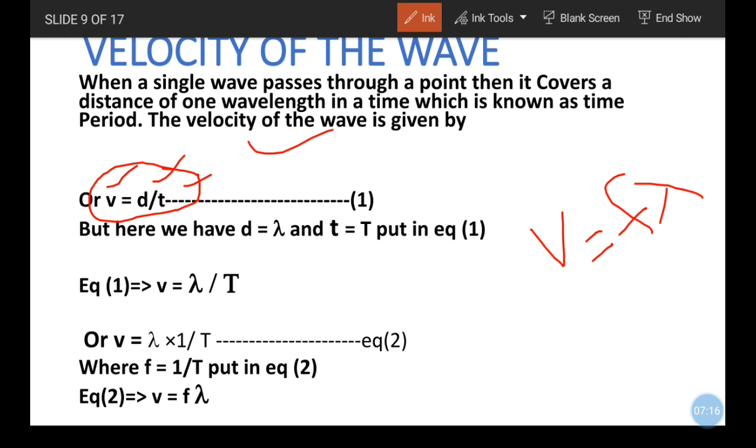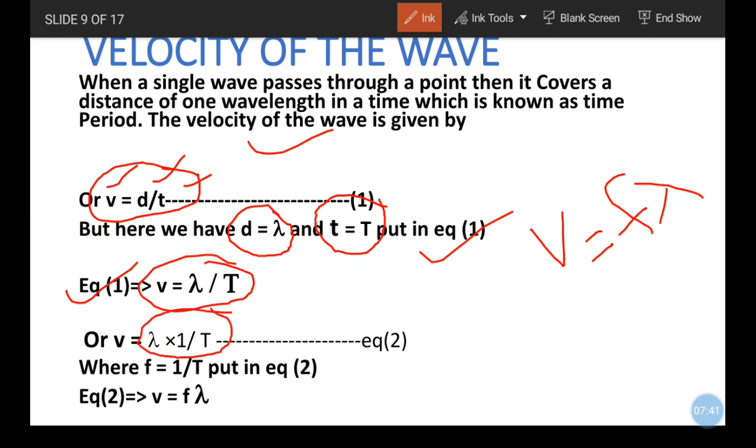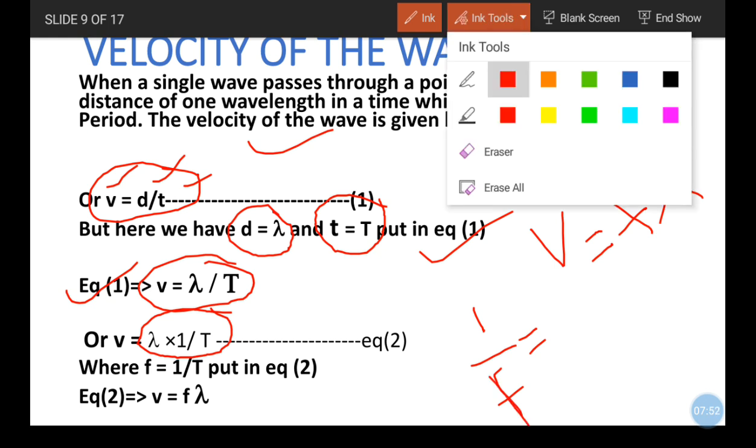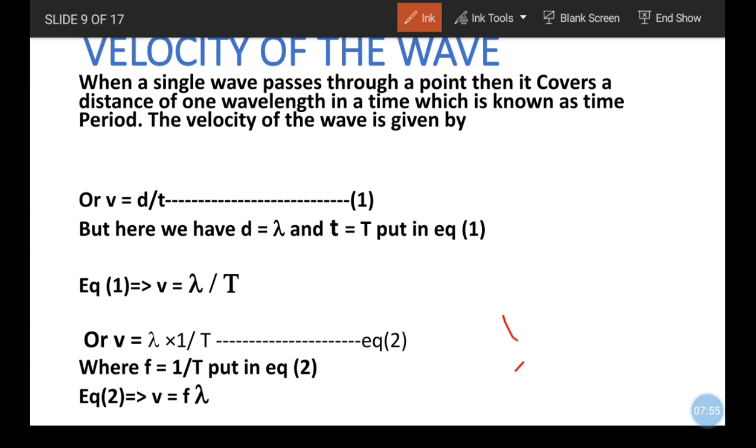Here we have displacement, or the distance, equal to lambda, and time equal to capital T. We will put these values in equation number 1, so it becomes V is equal to lambda upon T. Or we can write it as V is equal to lambda multiplied by 1 upon T. As we know that 1 upon T is equal to frequency, we will write F in place of 1 upon T. So the formula becomes V is equal to F lambda.